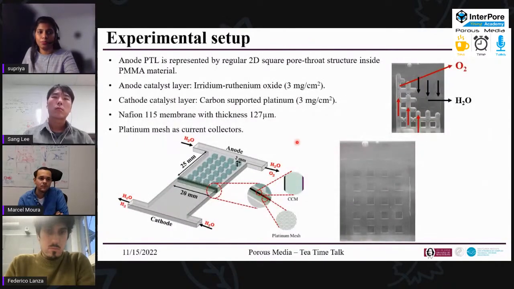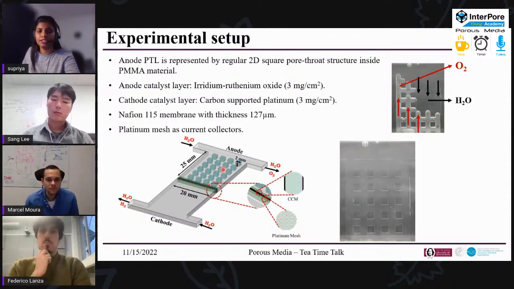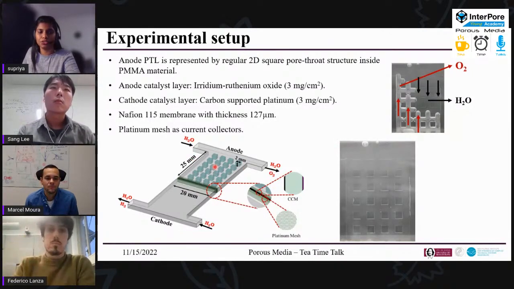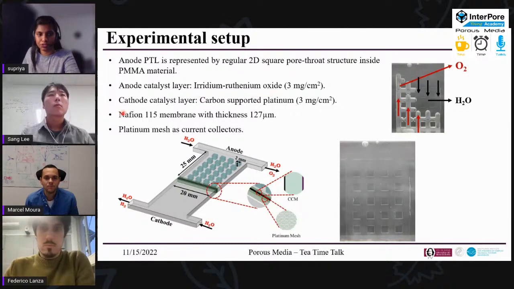And now I will give a brief overview of the experimental setup. Basically, we have our microfluidic device, which has an anode and a cathode side. In the anode, we represent the porous structures as pores and throats. It's not a real representation of the PTL, but since it's a prototype, we would like to start with a simpler structure. The entire setup is made of PMMA material. We use iridium ruthenium oxide as the anode catalyst, and the cathode catalyst is carbon-supported platinum.